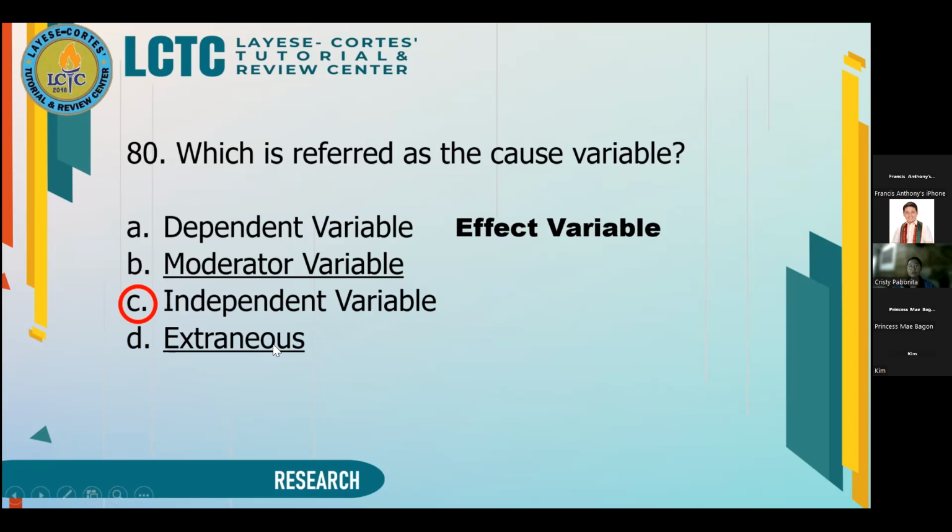The extraneous variable has the potential to affect the outcome of a research study. It is not related to your study, but if you do not investigate it, it will have the potential to affect the outcome of your research study. So that is extraneous variable. So the cost variable is the independent, and the effect is the dependent.